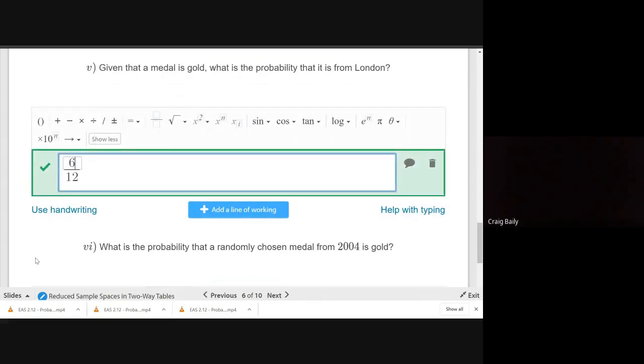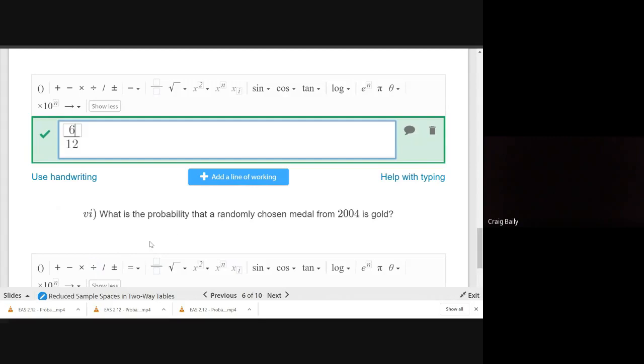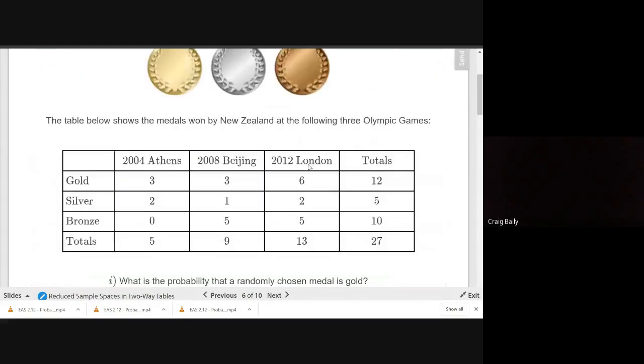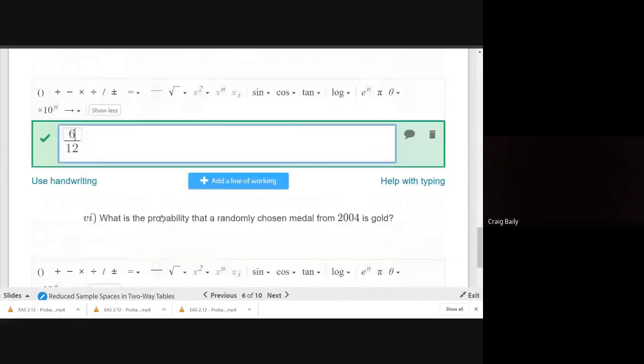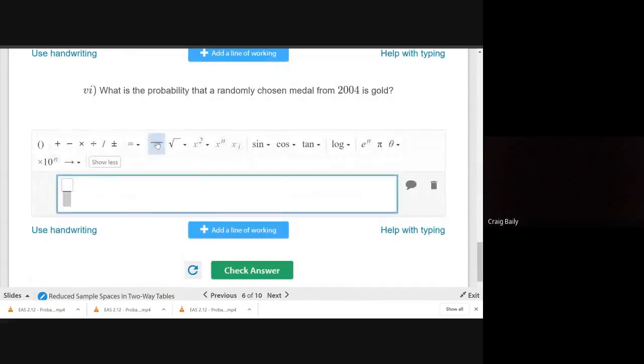Okay, what is the probability that a randomly chosen medal from 2004, once again, reduced sample space, randomly chosen medal from 2004. So that means we're only restricting ourselves to the 2004, or 5 total. How many of those were gold? 3 out of 5. So there we have 3 over 5.